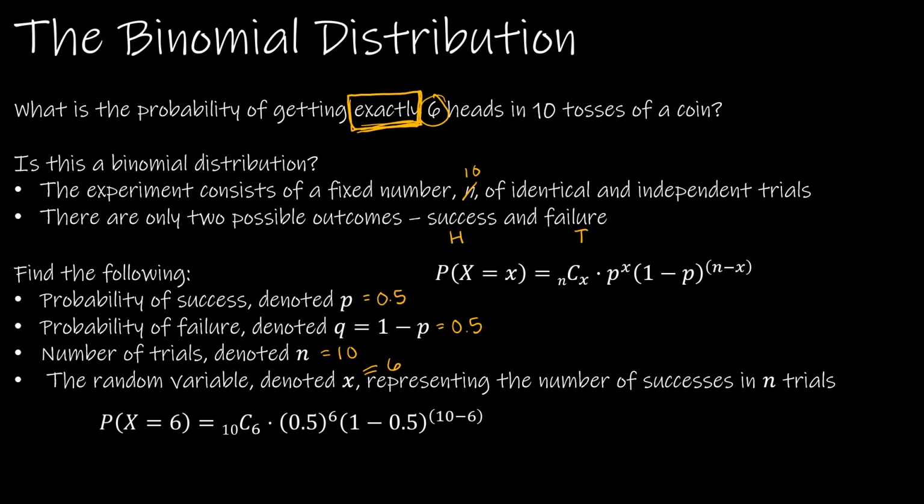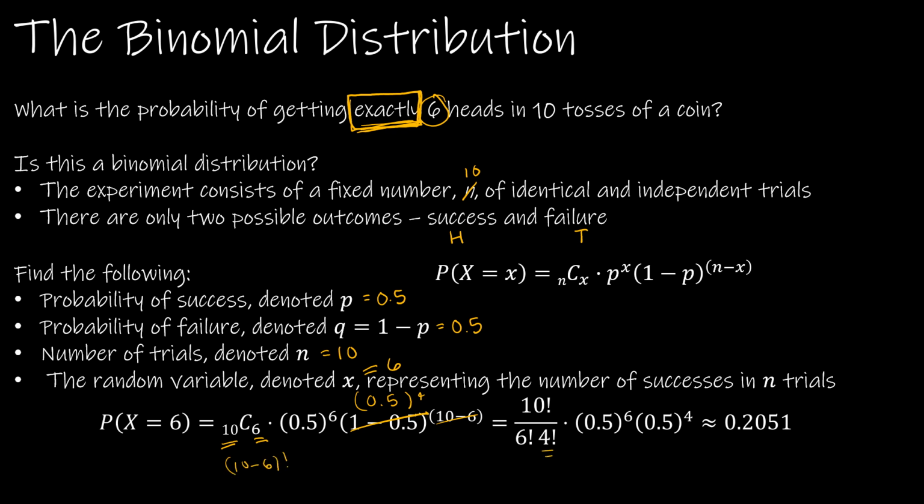So here's how we would set it up. We have 10 choose 6, and then 0.5 to the 6th, and then 1 minus 0.5, which you can just write as 0.5, and then again to the 10 minus 6, which you can just write as 4. You don't need to write the 10 minus 6, but that's how we found it. So what's this going to look like? Well, we know that 10 choose 6 is 10 factorial over 6 factorial and 10 minus 6 factorial, which is where that 4 came from.